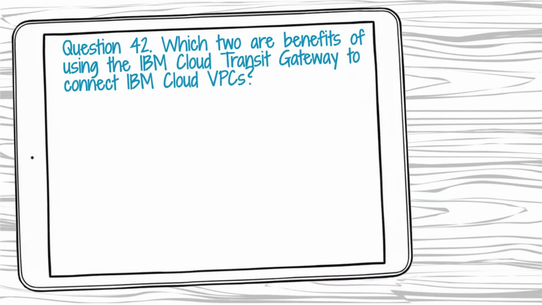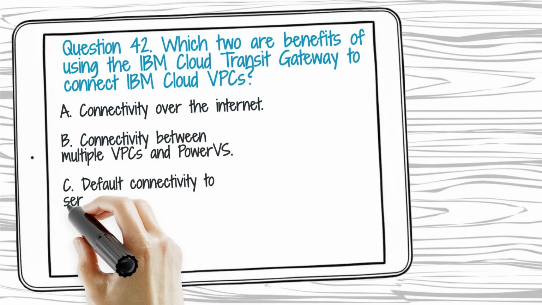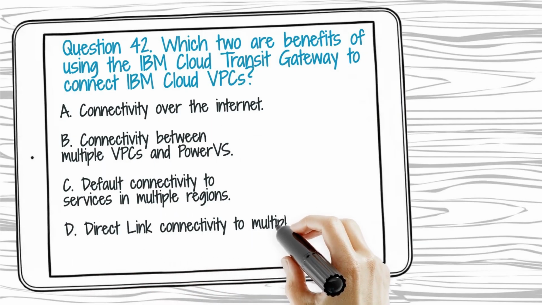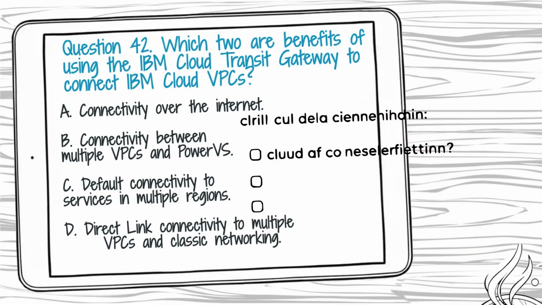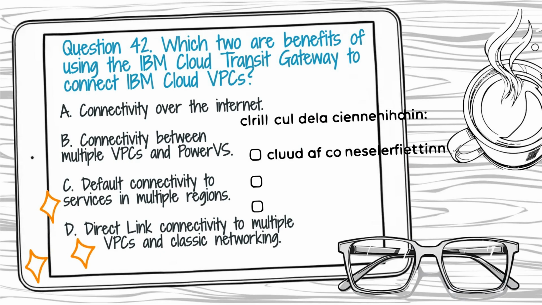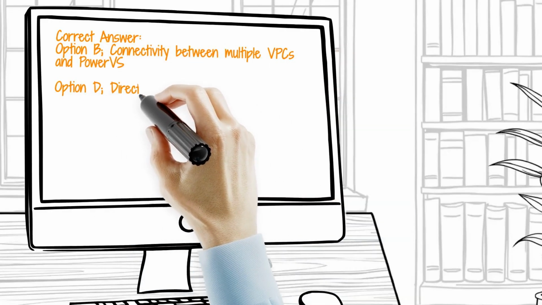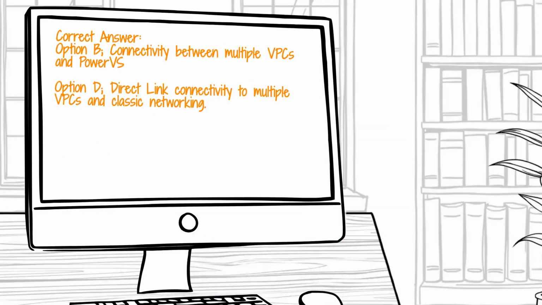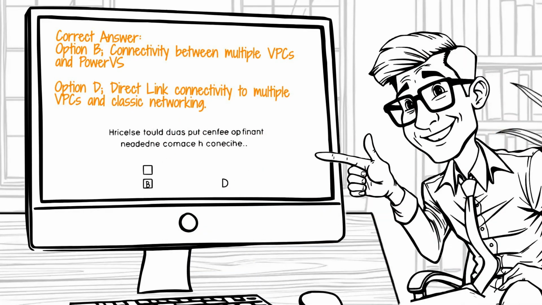A. Connectivity over the Internet. B. Connectivity between multiple VPCs in PowerVS. C. Default connectivity to services in multiple regions. D. Direct link connectivity to multiple VPCs and classic networking. Correct answer, option B, connectivity between multiple VPCs and PowerVS, and option D, direct link connectivity to multiple VPCs and classic networking.